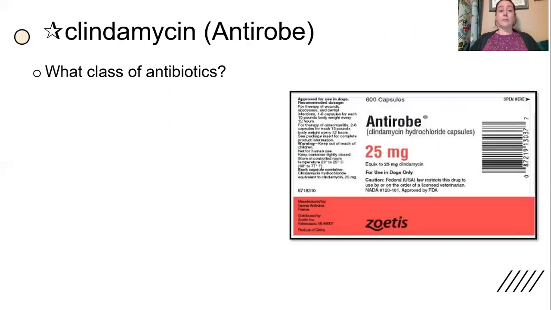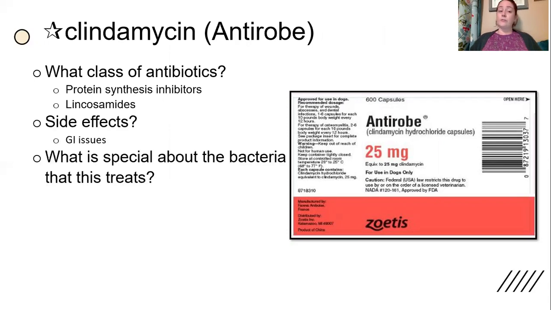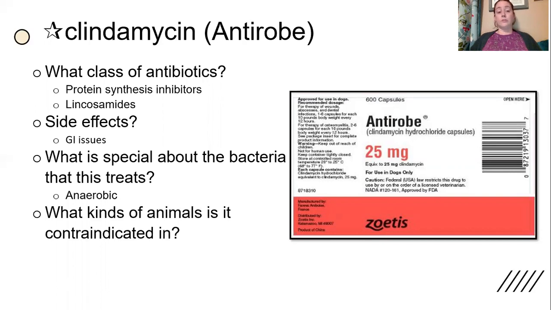Clindamycin, also called Antirobe, this belongs to the protein synthesis inhibitors as well. This is going to be part of the lincosamide branch of our protein synthesis inhibitors. Side effects are GI issues, and special about the bacteria that this treats, these are used for anaerobic bacteria, or bacteria that do not need oxygen in order to survive. Bacteria that might live in, say, for example, a cat bite wound that is very deep and doesn't have a lot of oxygen in those tissues.